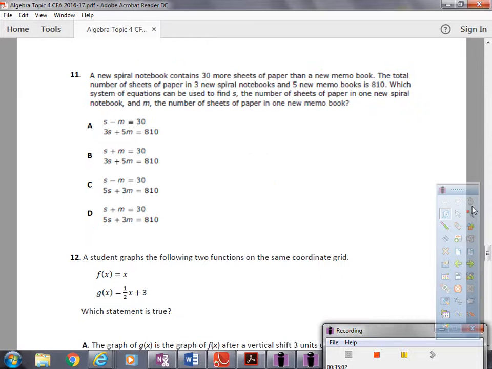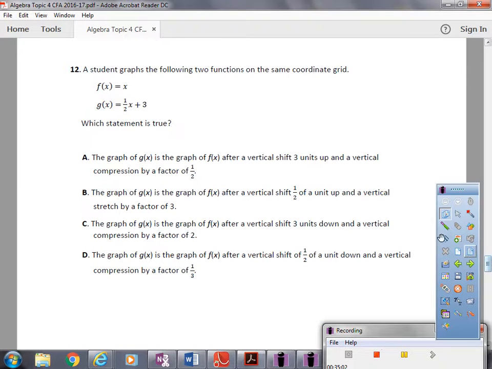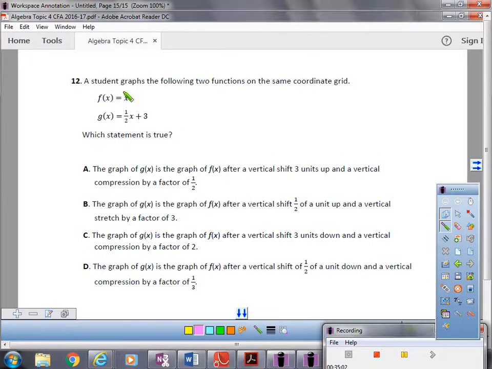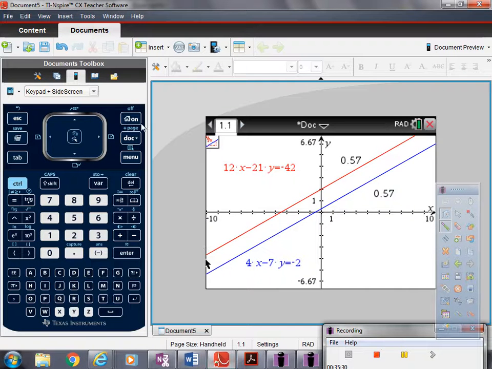All right, so let's look at number 12. It says the student graphs the following two functions on the same coordinate grid. Here they are, x and 1/2 x plus 3. Which statement is true? So we're looking for a true statement. They're using words like vertical shift, which is like a translation, so shift 3 units up. Compression means it got less steep by 1/2. And then, you know, you can kind of read through them. So let's go ahead and graph it, though, to kind of see what happened.